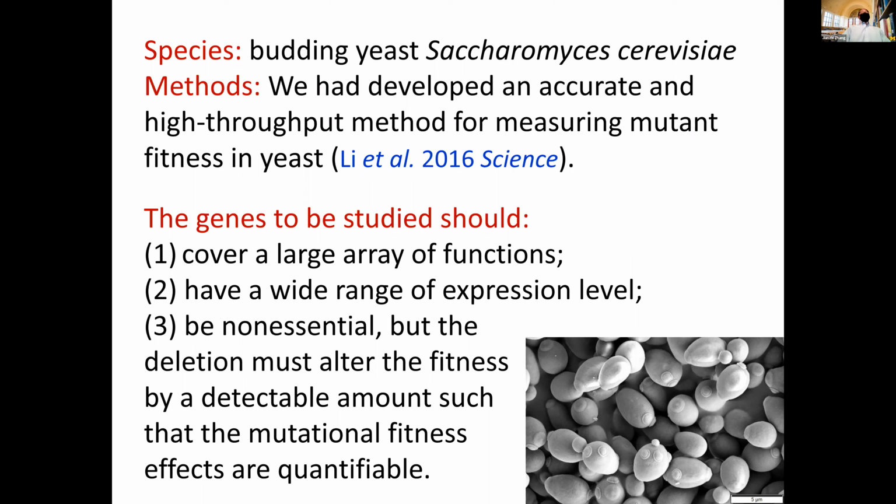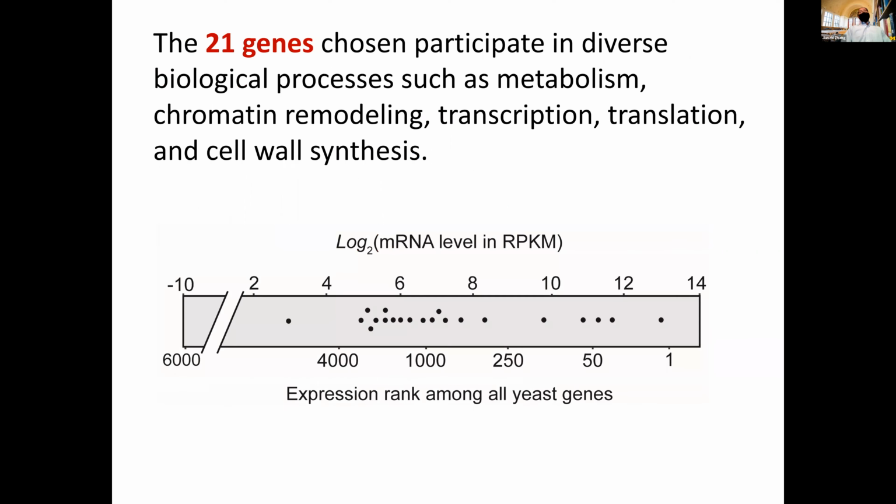Okay. We want the genes to be non-essential because one of the steps is to delete the gene. So we can't delete essential genes. So it has to be non-essential, but it has to have fitness effect when we delete the gene, because if the gene has no fitness effect when you delete it, it's unlikely that a point mutation would have fitness effect. So these are all criteria. And in the end, we picked 21 genes. They cover a lot of biological processes such as metabolism, chromatin remodeling, transcription, translation, cell wall synthesis, etc.